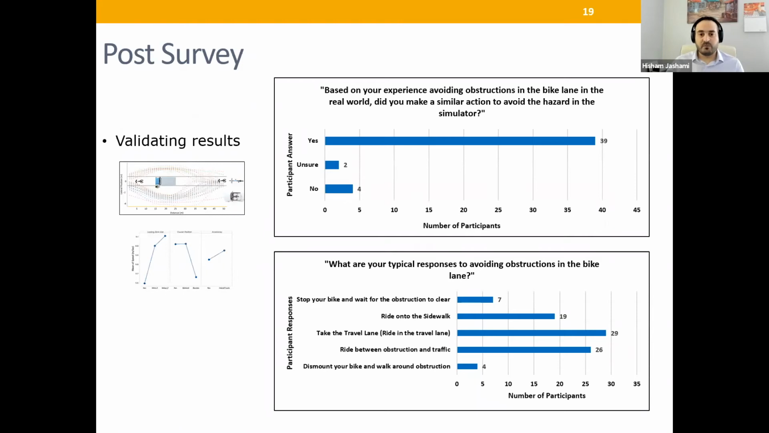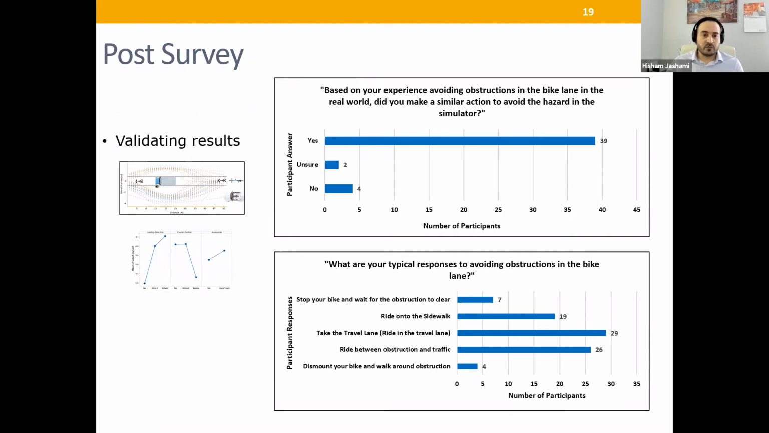Again, as mentioned before, to validate our result from the simulator, because it's not the real world, we asked them 2 questions. And here are the 2 questions. Based on your experience avoiding obstruction in the bike lane in the real world, did you make a similar action to avoid the hazard in the simulator? So we wanted to see that. And 87% indicated that they had made similar actions, while only 9 indicated they made different actions, and 4 indicated they were unsure.